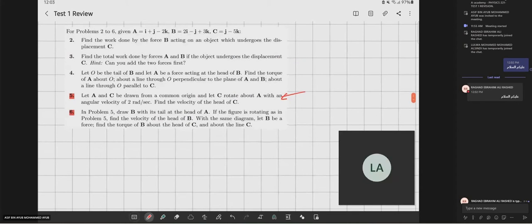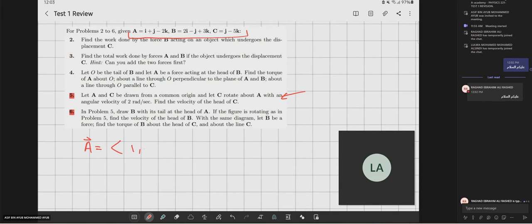So first, let's write down what we have here. We're given three vectors. Vector A, which is 1, 1, minus 2. Vector B, which is 2, minus 1, and 3. And vector C, which is 0, 1, and minus 5.